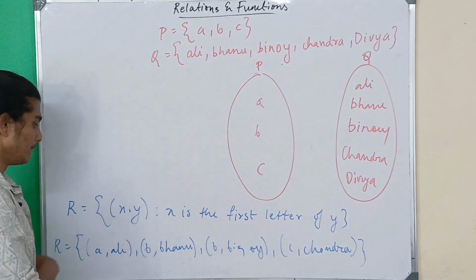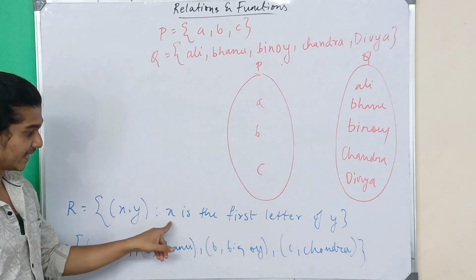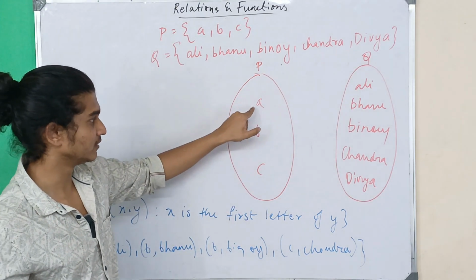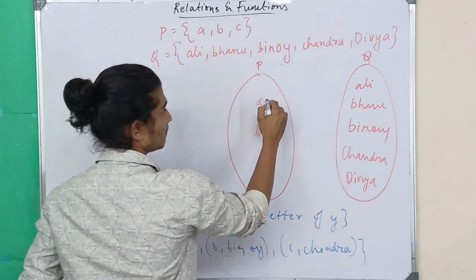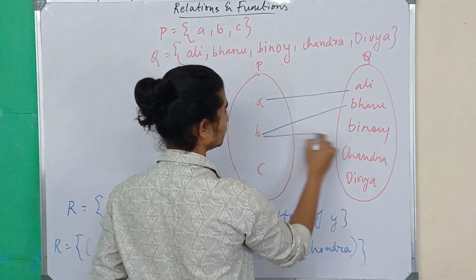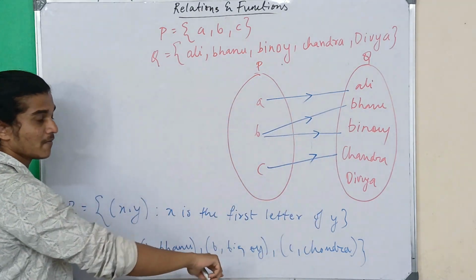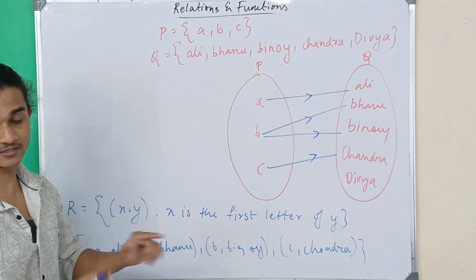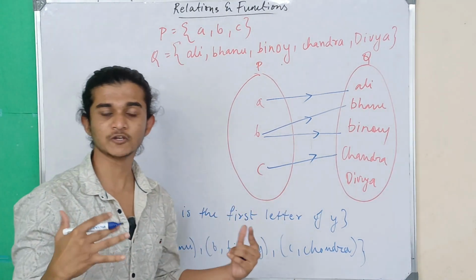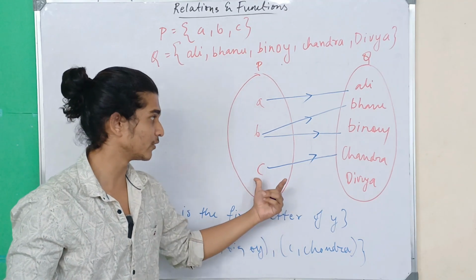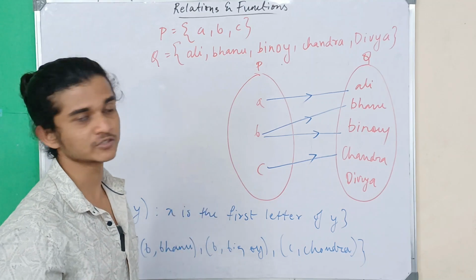And the next thing is, based on the criteria which they give, we're going to match those. So our criteria is x is the first letter of y, which means just like what we got here, we're going to match like that. So this matches with this, this matches with these two, and this matches with this, and we just listed everything. But you could also have done this, which is again correct. So either in this way or in this way, you can visualize relations. So this was arrow diagrams, which is a very good way of visualizing relations between two sets.